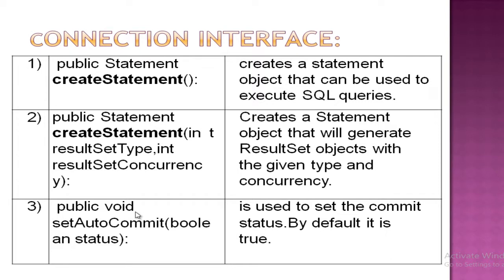Next, public void setAutoCommit. That takes a boolean status. Boolean, that means true or false, right? So this is used to set the commit status, and that is true by default. Suppose you are going to use false, then you have to specify false explicitly, otherwise it will be considered as true. Okay, so this is about the connection interface.